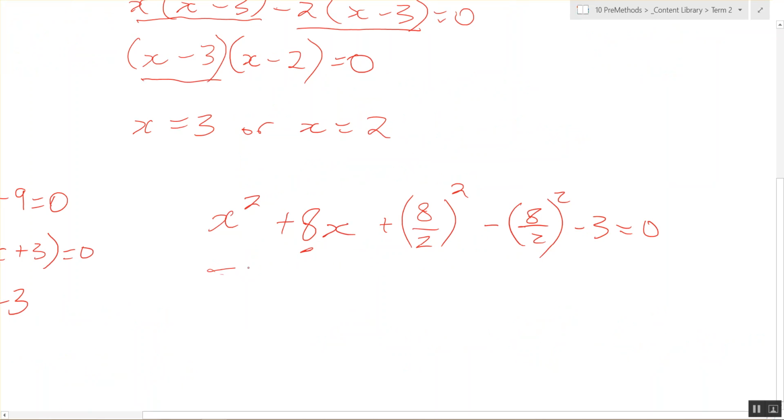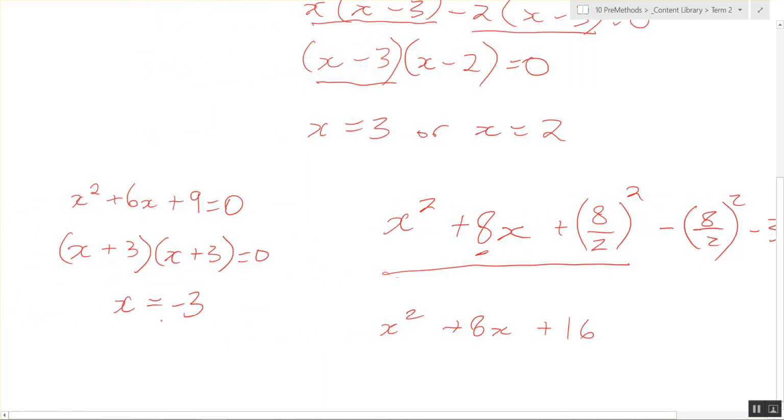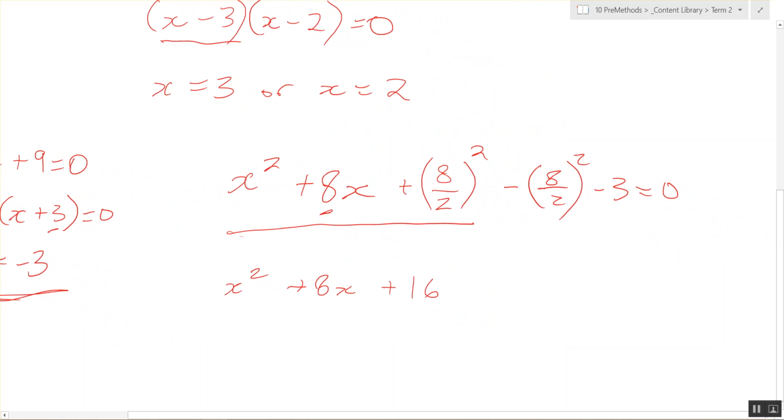We can factorize. Alright, so we have x squared plus 8x plus 16. Now this should be a really easy factorization. It's similar to the one I just did. Do you remember this? Can anyone see instantly the answer? 4 and 4.